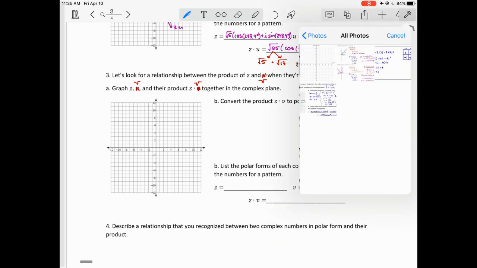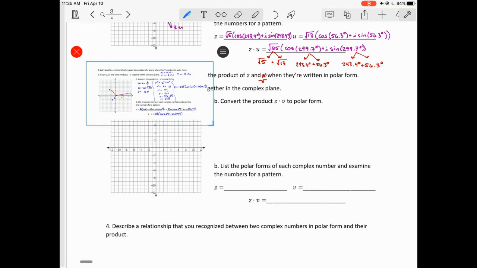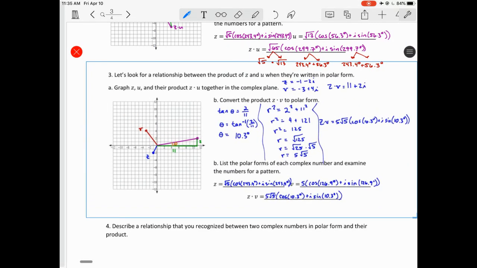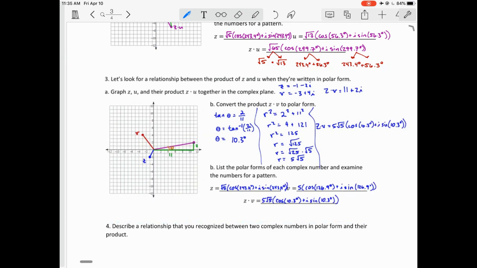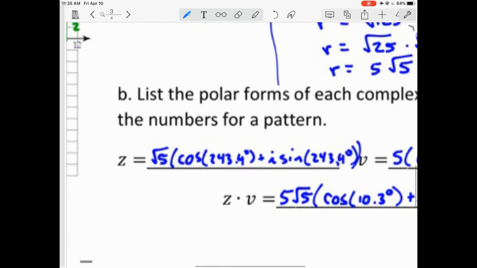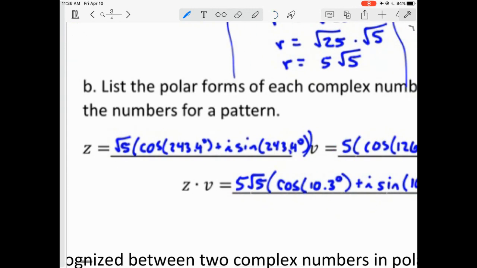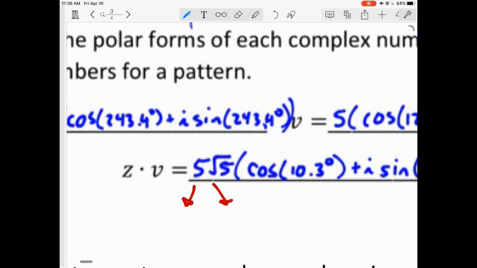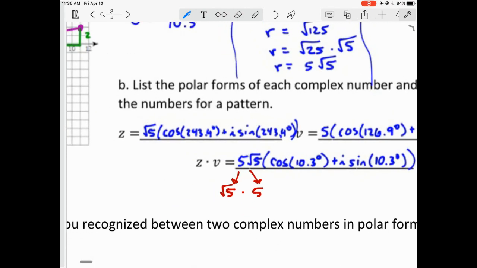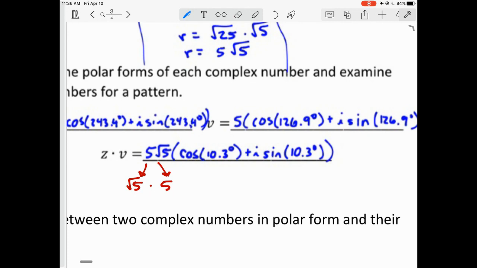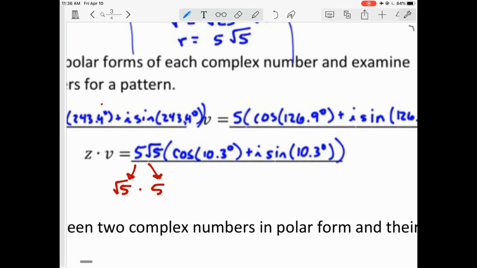All right, coming back from pausing the video, here is my solution for number 3. And let's test to see if that pattern that we noticed is happening again. Z had a radial distance of square root 5. V had radial distance of 5. This is just coming from multiplying square root 5 times 5, flipped it around, but multiplication's order doesn't matter. But right now, what happens when we add these two angular distances, 243.4 and 126.9?